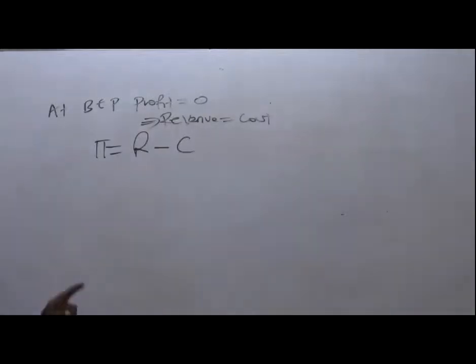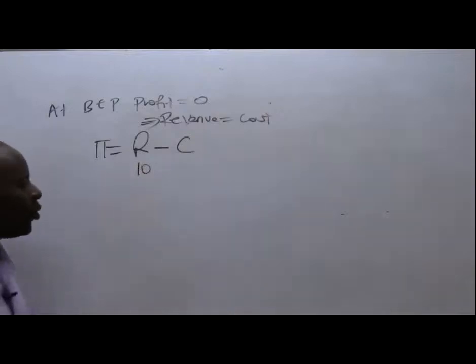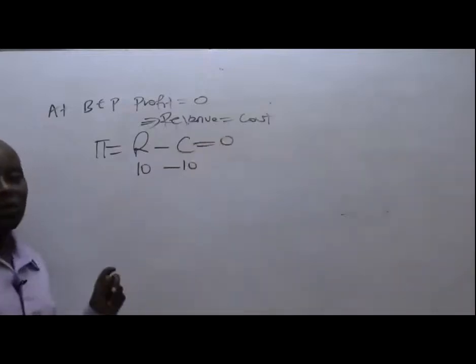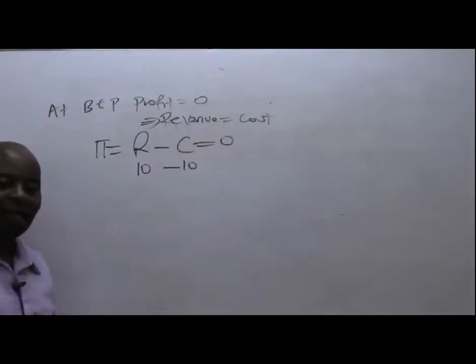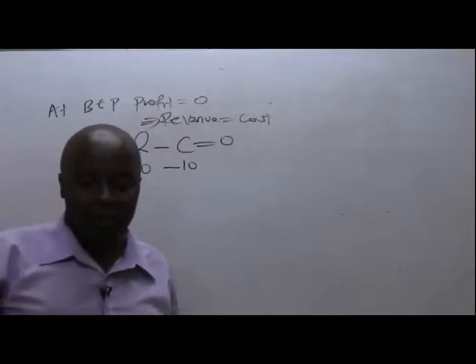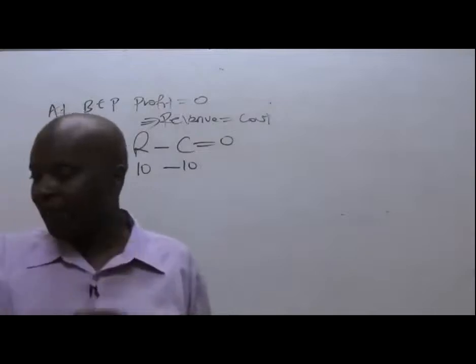And as Carol tells us, if, for example, we generate 10 in form of revenue and the cost is exactly 10, then when you subtract the two, you'll end up getting 0. So she's right. She's telling us that at the break-even point, profit equals 0. But you haven't yet answered my question.